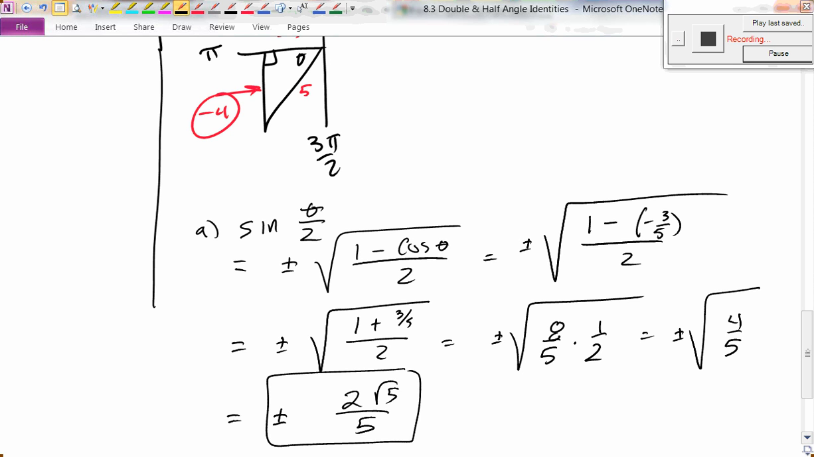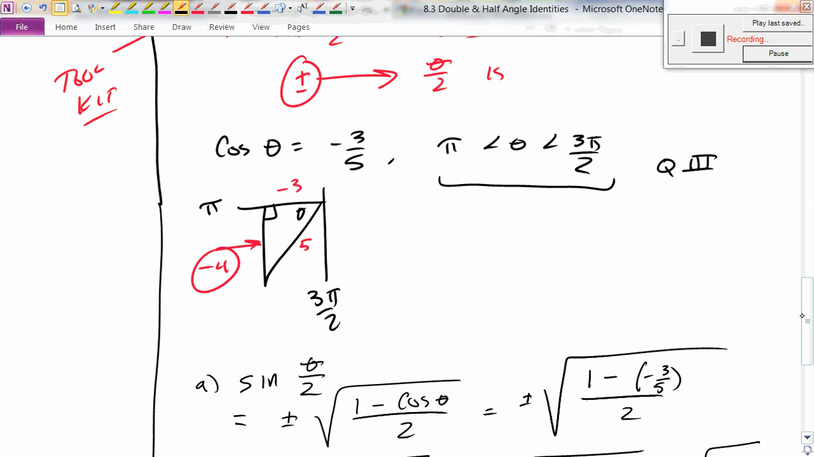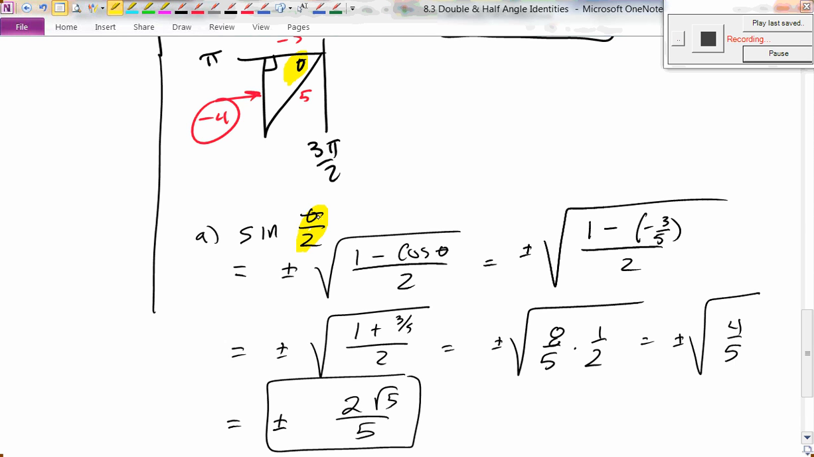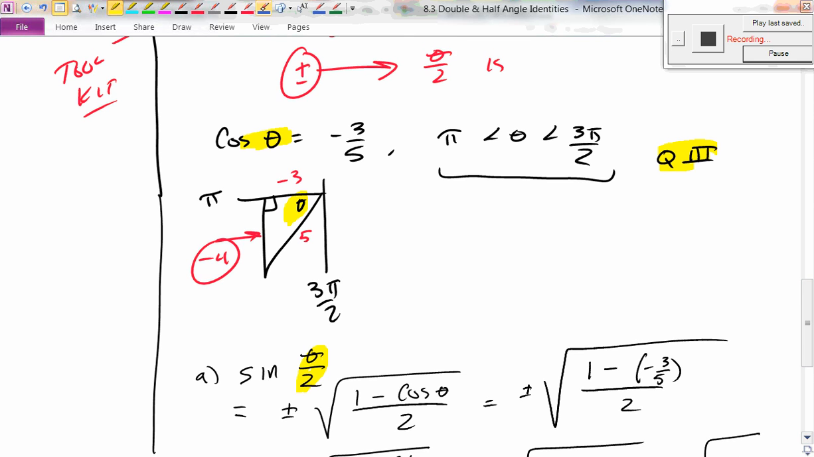Well, I don't know, right? Because of the quadrant. Here's what we know. We know that theta is in quadrant 3, but what are we finding? We're finding theta over 2, aren't we? So here's the trick. If pi is less than theta is less than 3 pi over 2, then pi over 2 is less than theta over 2, which is less than 3 pi over 2 over 2, which means less than 3 pi over 4.